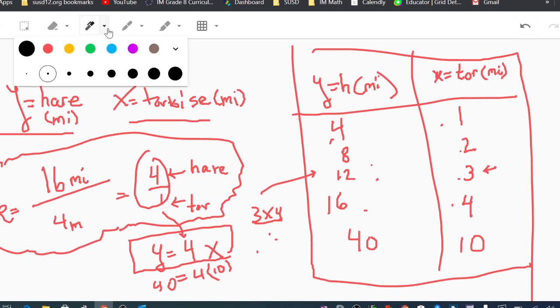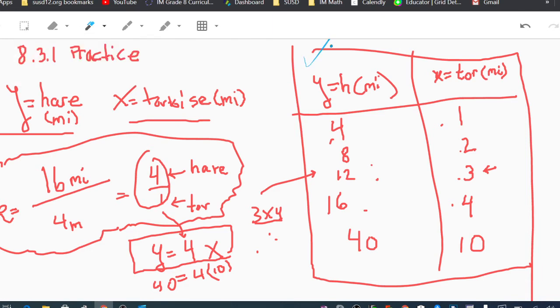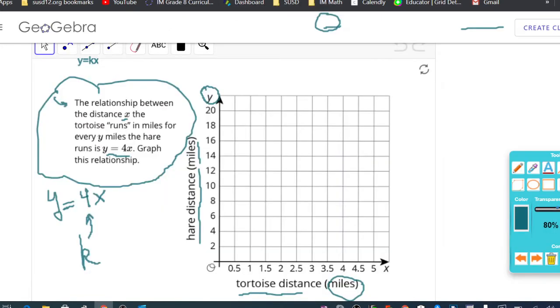Do you have all this in your notes? Do you have your table with x and y? Do you have what y equals, what x equals? Do you have the proportional relationship that you calculated from the data given? And do you have the equation for this proportional relationship? Great. Now let's go back to the GeoGebra page and graph this.